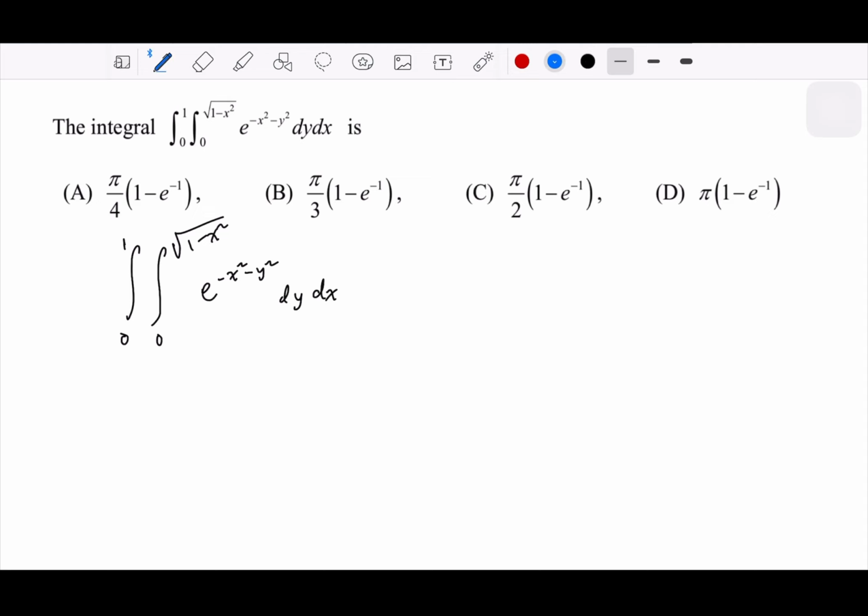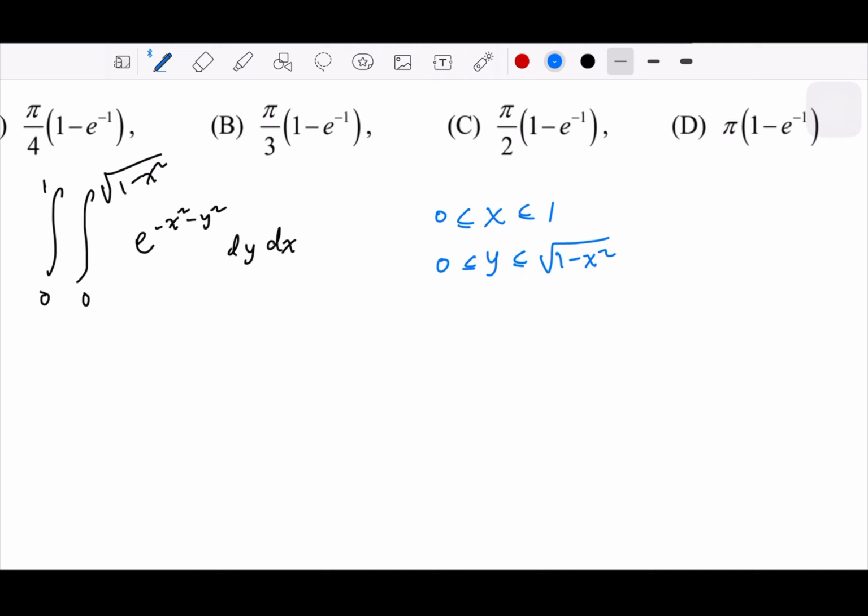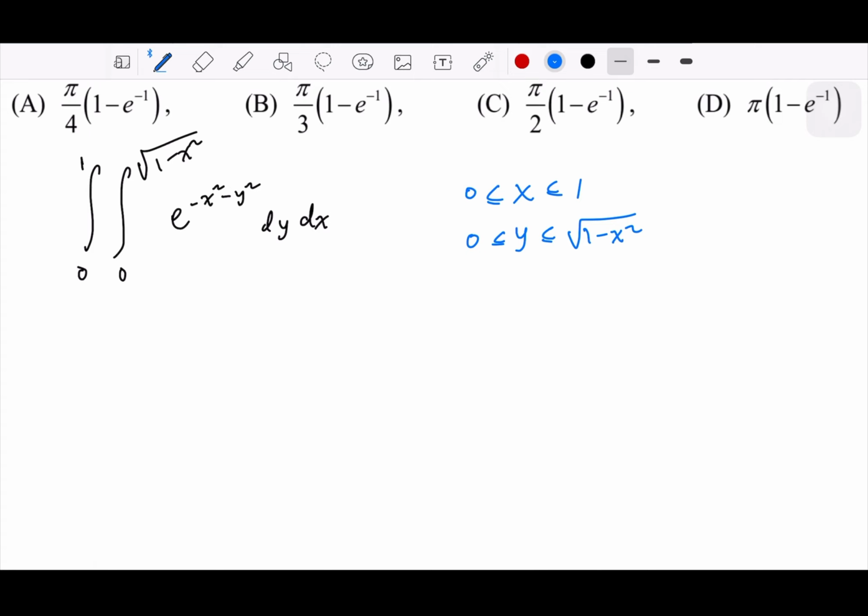So we could write this: x is from 0 to 1, and y is from 0 to square root of 1 minus x squared. Okay, now what could happen? So we could say that we could have this circle. So we could draw first to sketch roughly what our region is.